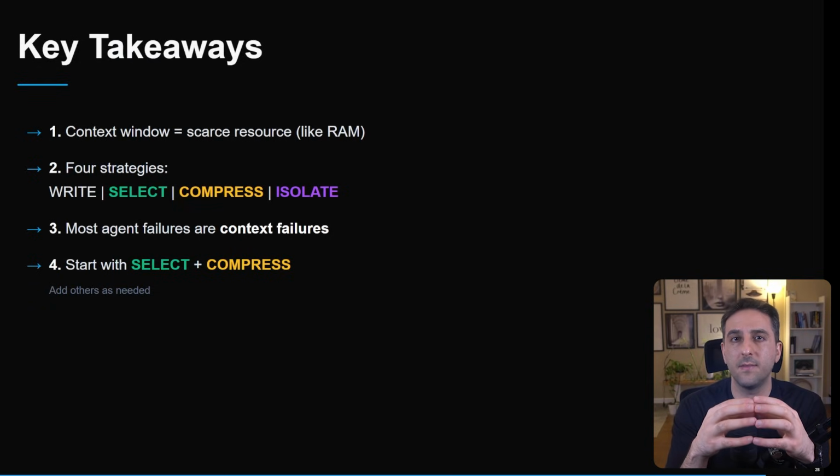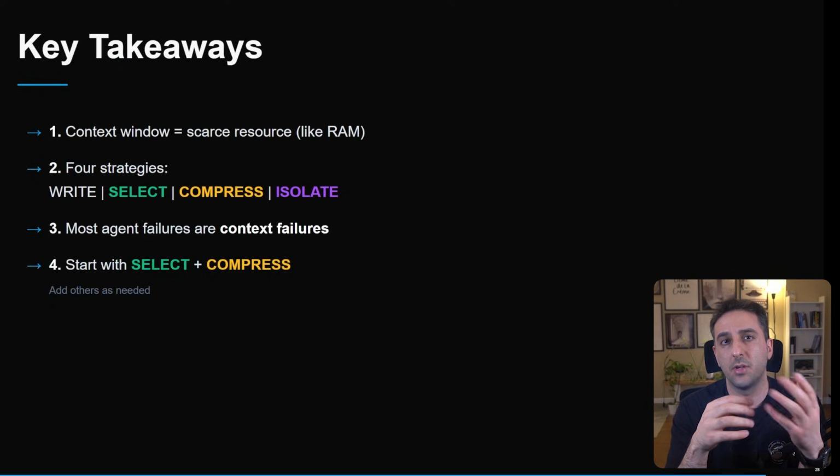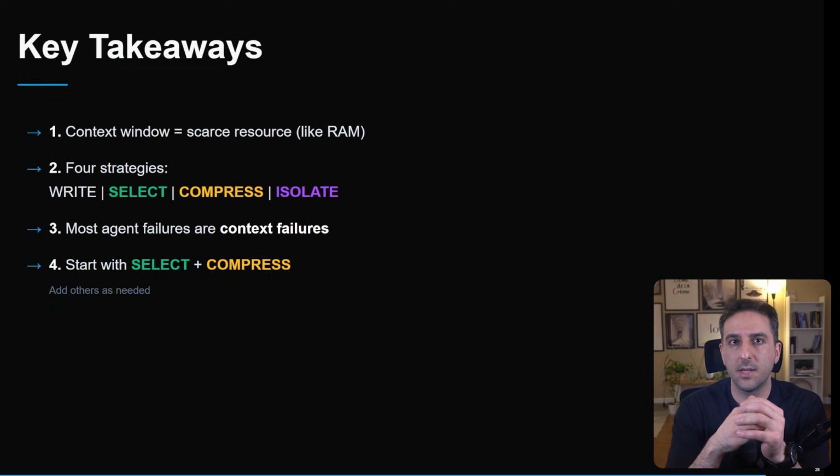1. The context window is a scarce resource, just like RAM. Treat it that way and don't waste it. 2. You have 4 strategies. Write for external memory, select for smart retrieval, compress for efficiency, isolate for specialization.